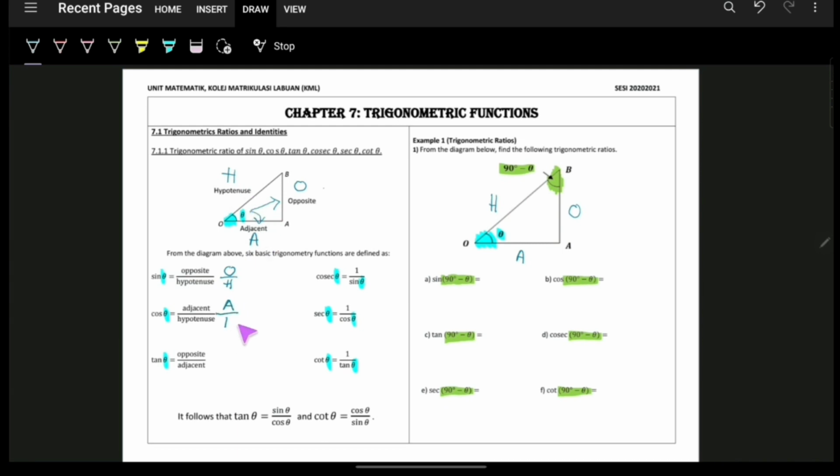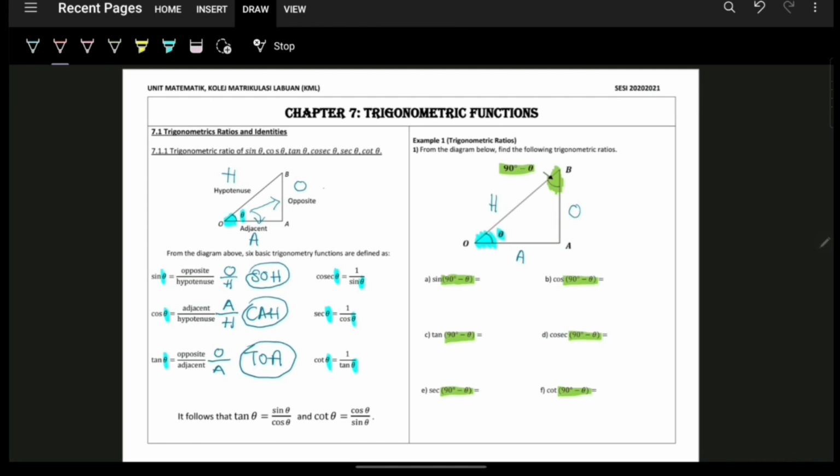And we label it with the O, A, and H. And tangent, we have opposite over adjacent. This is the theta, tangent of the theta, opposite over adjacent. So in simple, we have SOH, CAH, TOA. We need to remember this for our whole life.